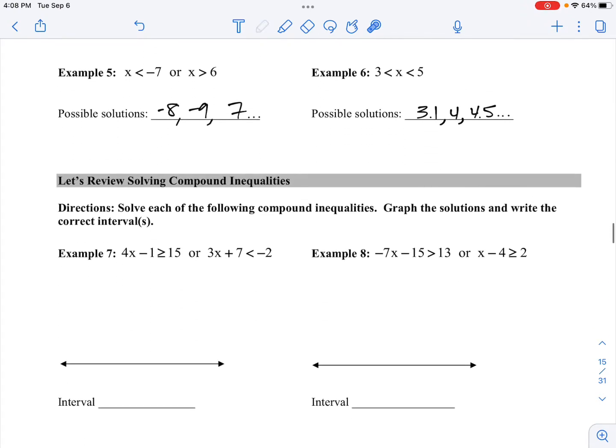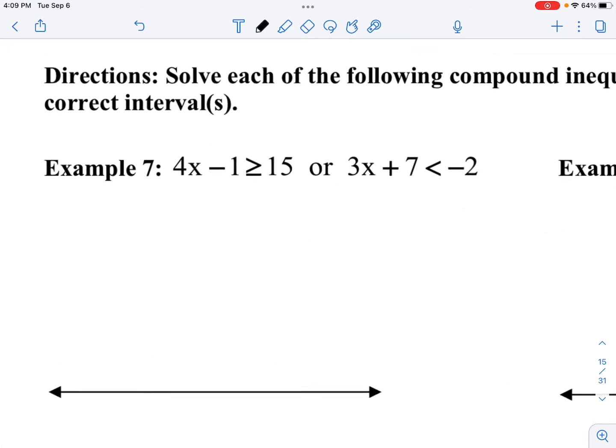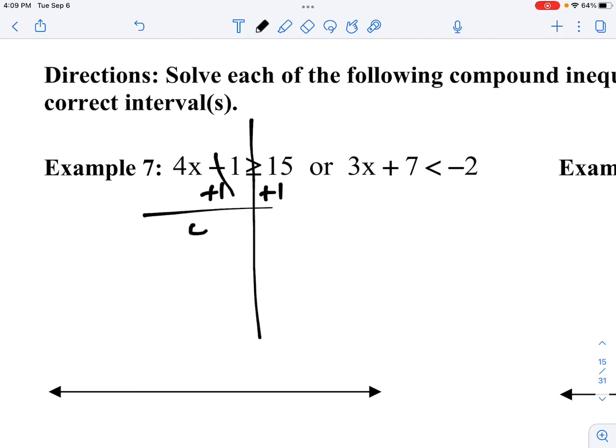Let's do a couple of these together. We seemed a little bit confused in class yesterday, so let me try this one. Here I've got an inequality. I'm going to start by adding 1 everywhere. Remember, just keep the inequality symbol the exact same that you see it. 15 plus 1 is 16. When you divide both sides by 4, keep the inequality the same.